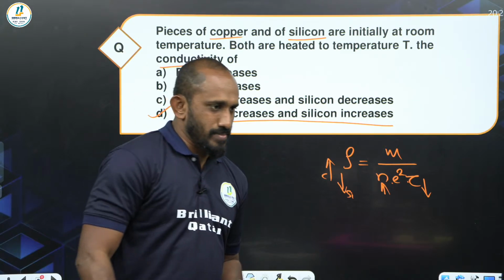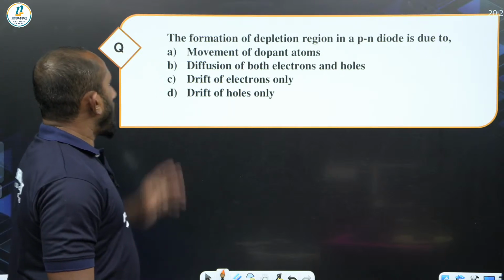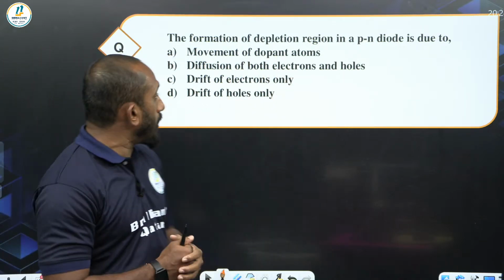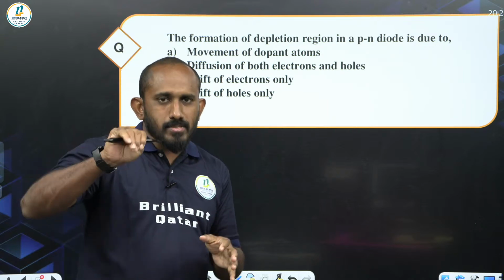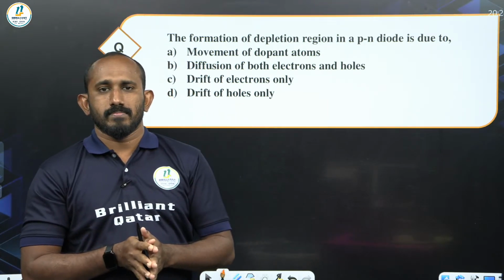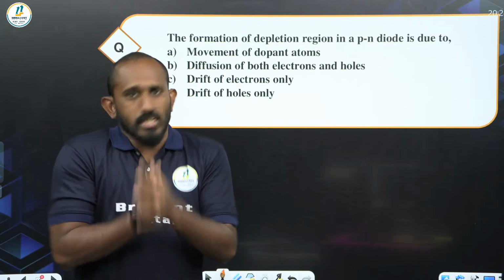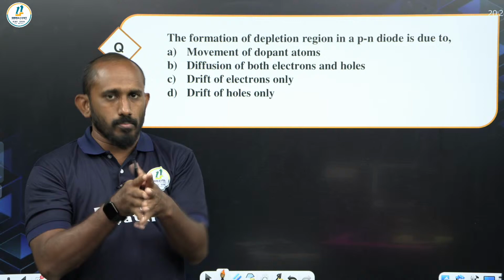Let's go for the next question. The formation of depletion region in a PN diode is due to. So PN junction diode: a P-type semiconductor and N-type semiconductor, if you club together, it forms a PN junction diode, as we call it. So P-type and N-type semiconductors you mix together.